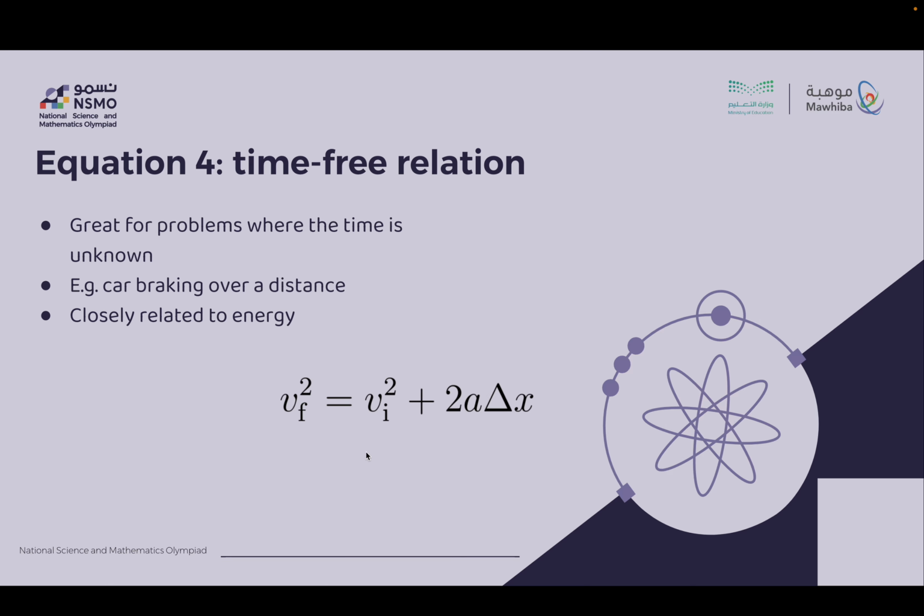The fourth equation, this one, is great for problems where the time is unknown. For example, when you have a car that is braking over a distance, but you don't know how much time has elapsed. The equation describes that the square of the final velocity is the square of the initial velocity plus 2 times the acceleration multiplied by the distance. As you will see in your later studies, this expression is also closely related to energy.